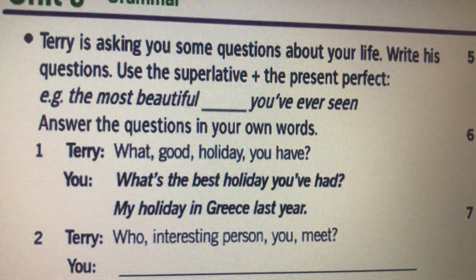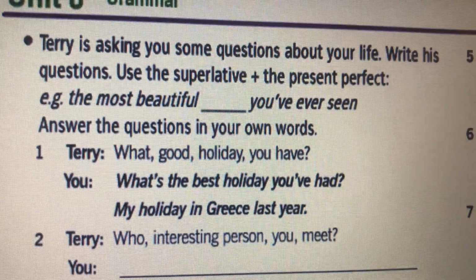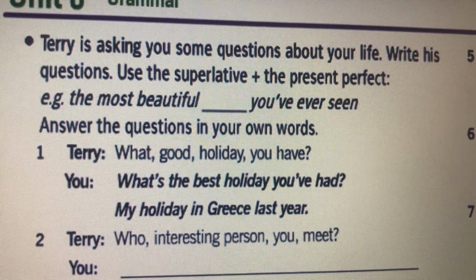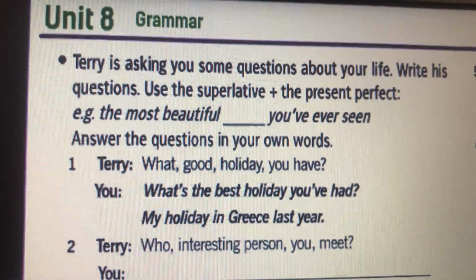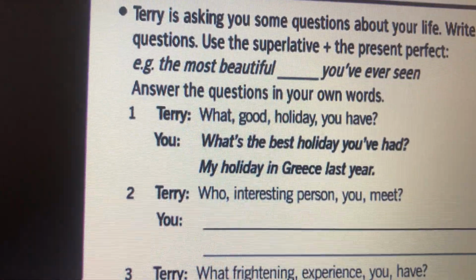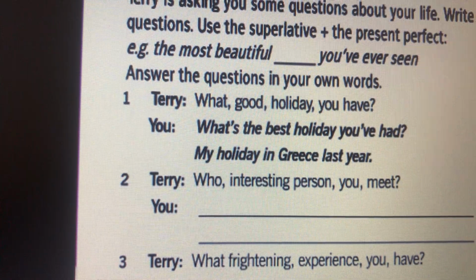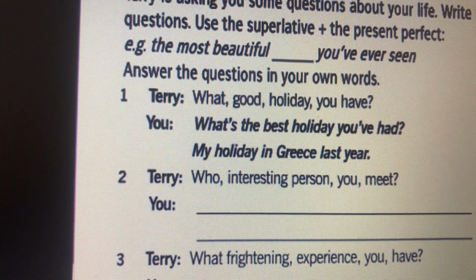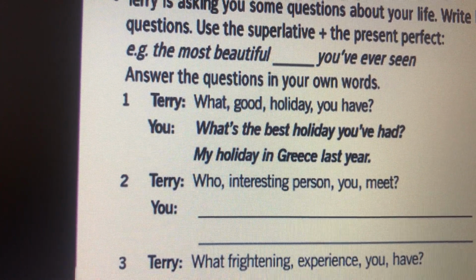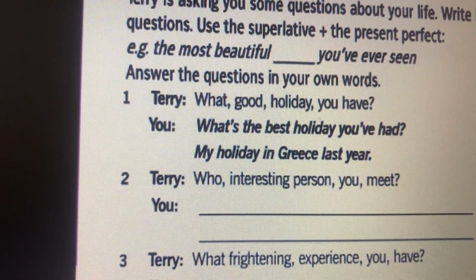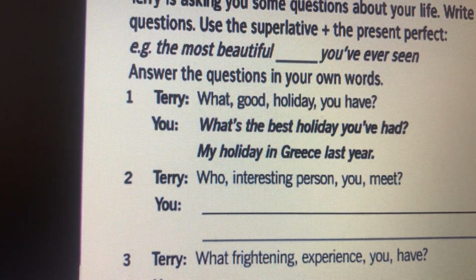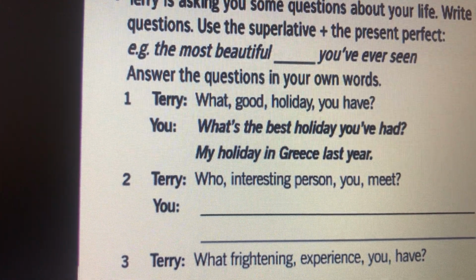Superlative plus present perfect. Example: the most beautiful you've ever seen. Look at this example. The first one. Terry, number one. Terry, what good holiday you have? It should be like this. What's the best holiday you've had or you've ever had? My holiday in Greece last year.